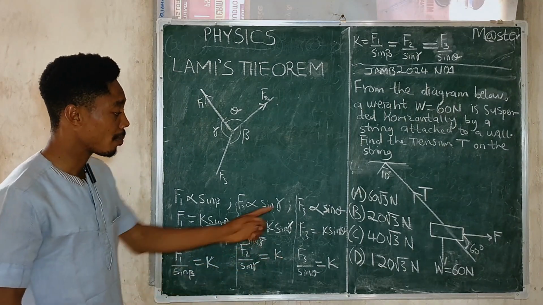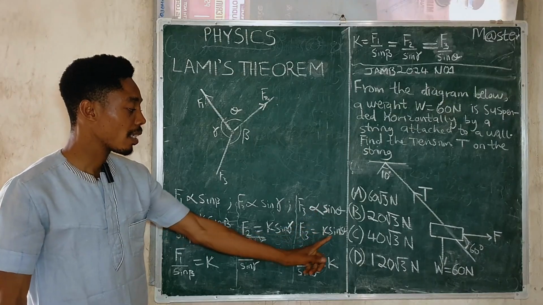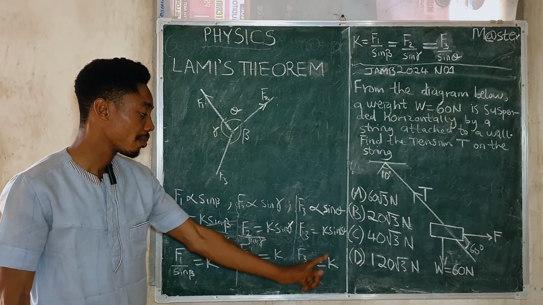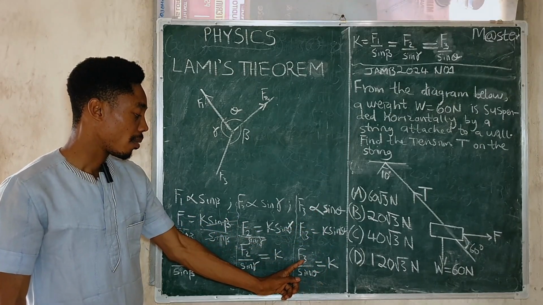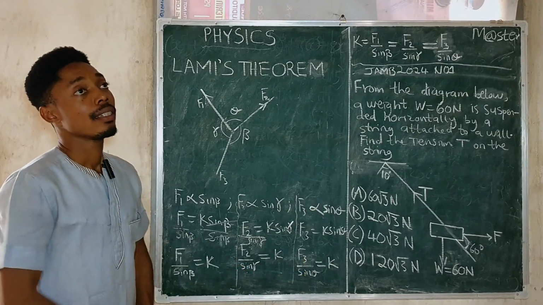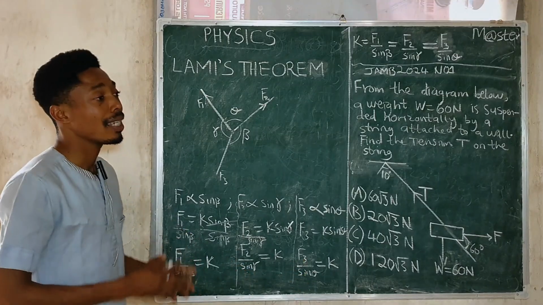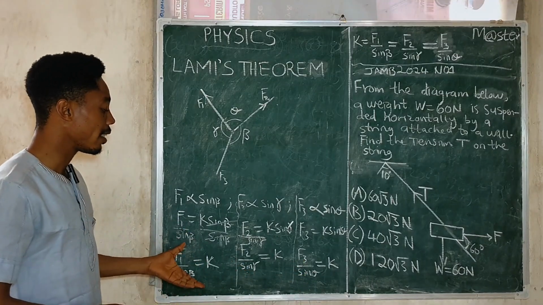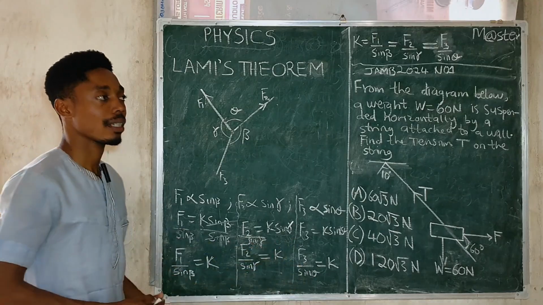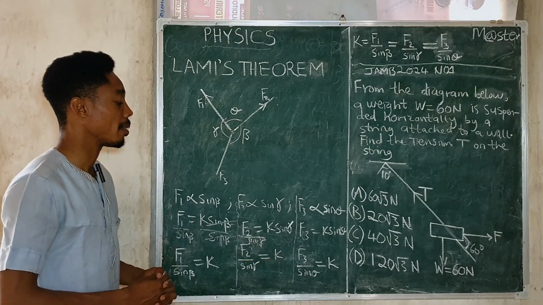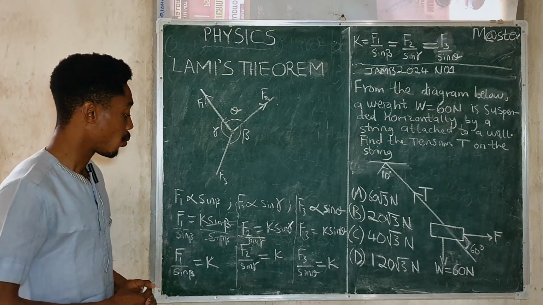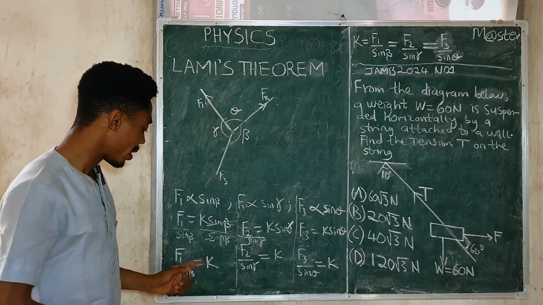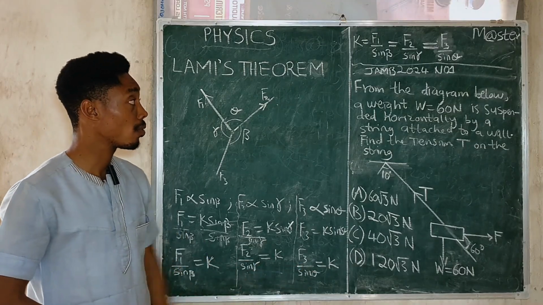And we are going to apply the same thing: remove the proportionality sign. You have K sine theta, divide both sides by sine theta. You have K equals F3 over sine theta. So we have been able to find the constant K in each of these parts of Lami's theorem. This is the value of K, this is the value of K, this is the value of K.